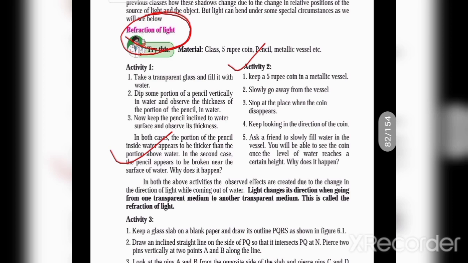The fourth point is given. Keep looking in the direction of the coin. Ask a friend to slowly fill water in the vessel.